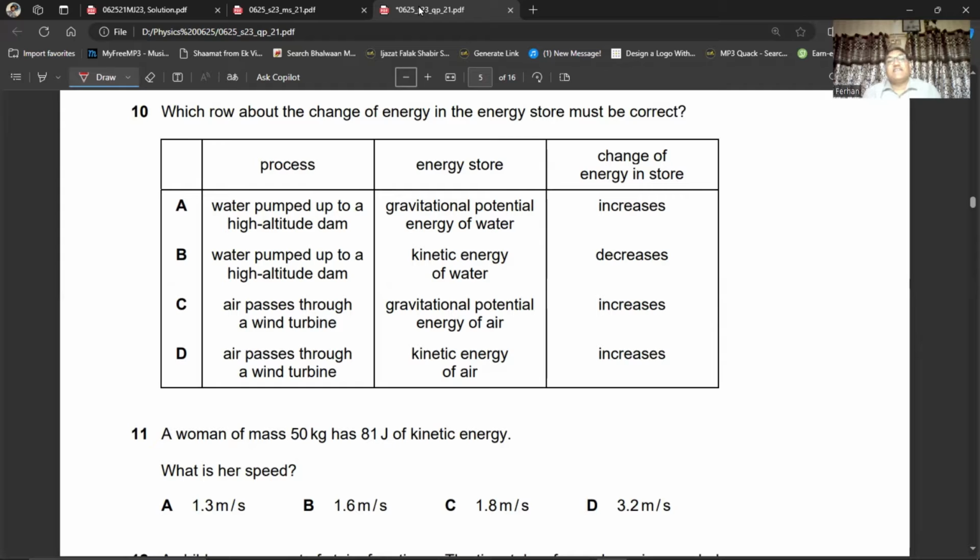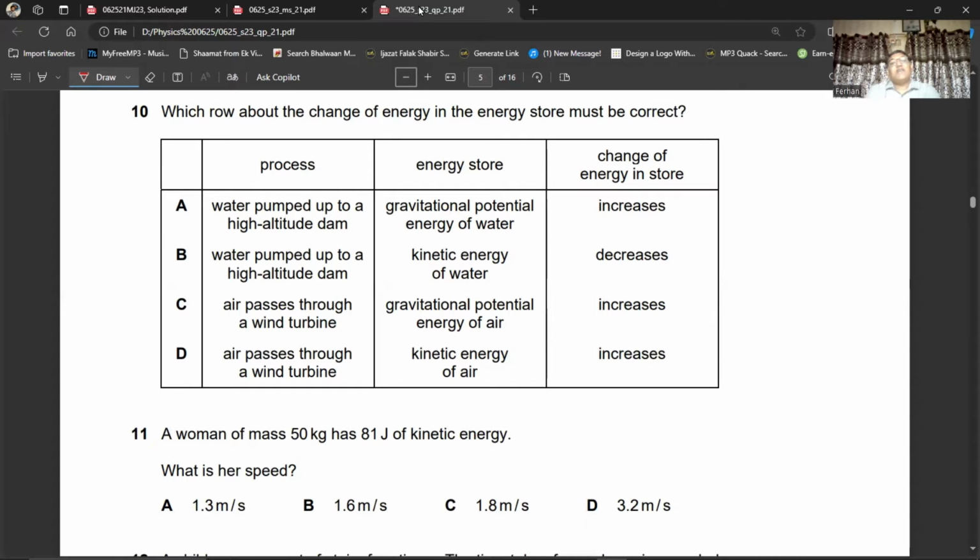B option is water pumped up to a high altitude dam, kinetic energy of the water decreases. We are doing this with the help of the pump. Does the velocity of the water decrease? I'm not sure. When the speed of the water decreases, then the kinetic energy will decrease.